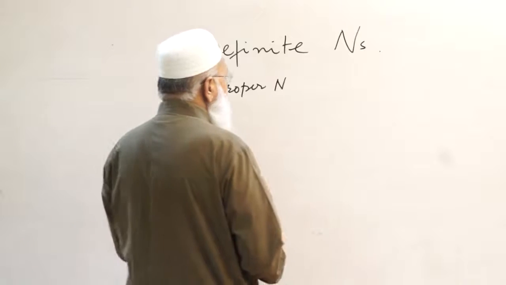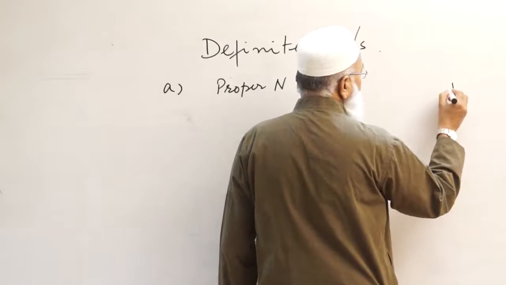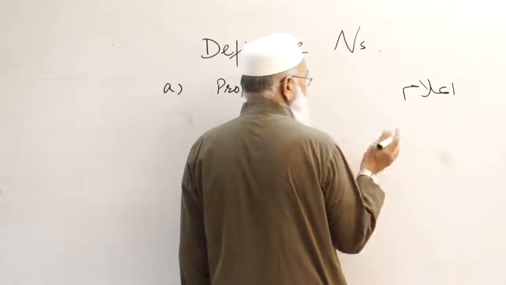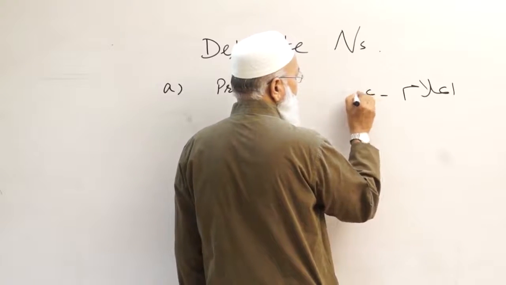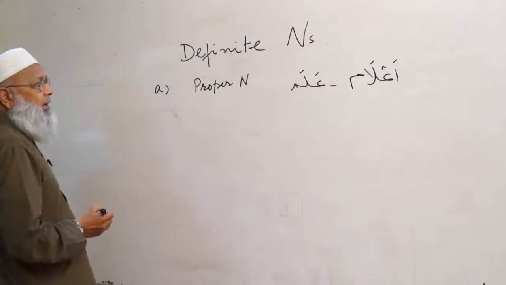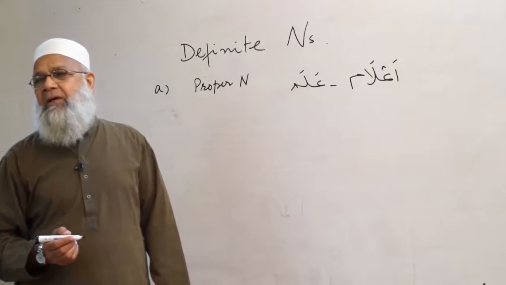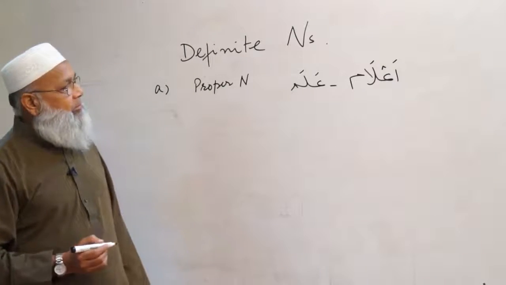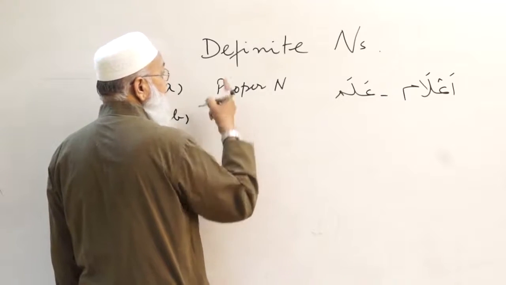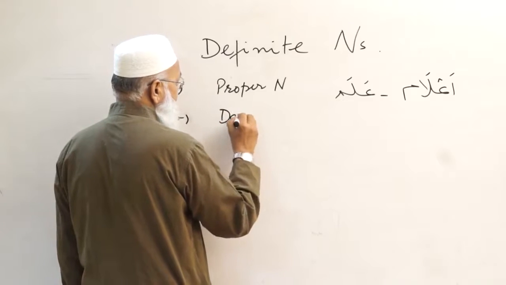In Arabic, the proper nouns are called a'lam. Singular is alam and the plural is a'lam. The proper nouns in Arabic are called a'lam. The second, B, category of the definite nouns is demonstrative nouns.